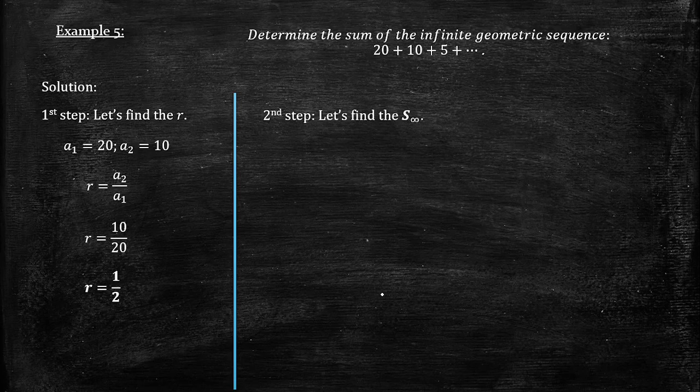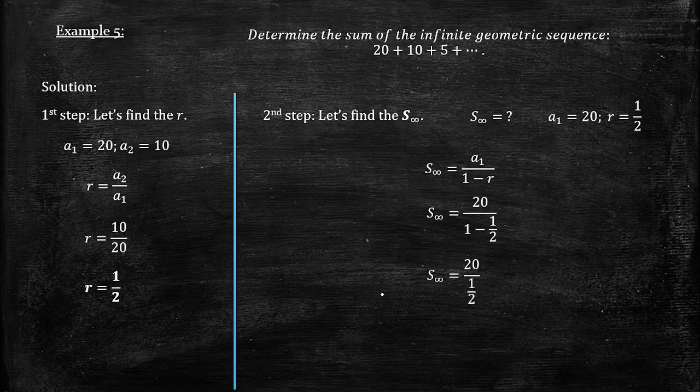Second step, let's now find the sum of the infinite geometric sequence, or S infinity. So we need the first term and the ratio. The first term is equal to 20, the ratio is equal to 1/2. Then copy the formula, substitute the values. S of infinity is equal to 20 divided by 1 minus 1/2. S infinity is equal to 20 divided by 1/2. S infinity is equal to 40. So the sum of the infinite geometric sequence 20 + 10 + 5 + so on and so forth is positive 40, or 40.